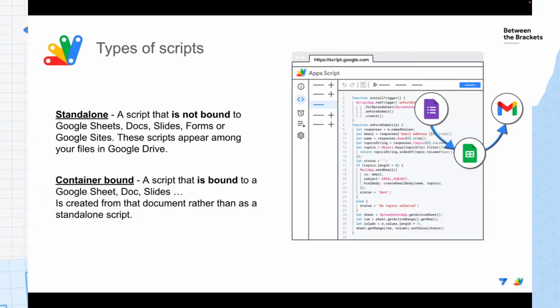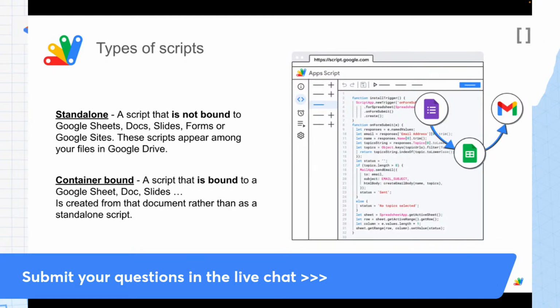Just really quickly, let me give you an overview of how AppScript works. There are two main types of AppScripts. One is a standalone. These are scripts that you can build, and it will have its own entity. It would show up in your Google Drive. It's not specifically bound to a particular document or a container.